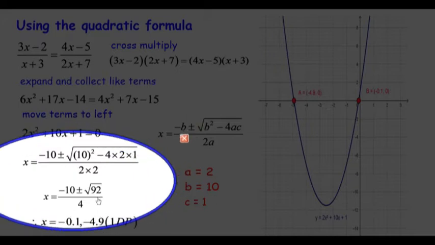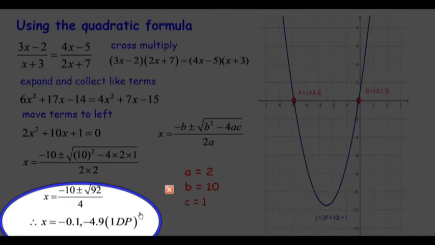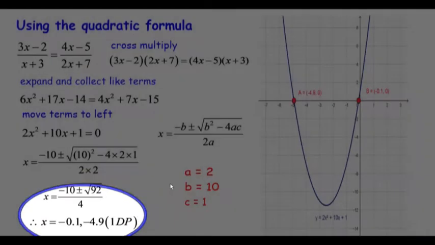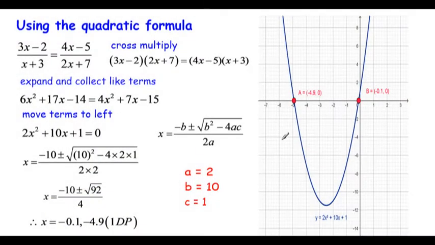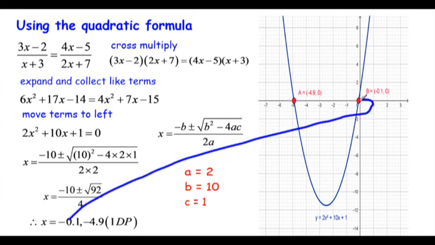You can see here, this gives us our solutions: x is equal to negative 0.1 and negative 4.9. And here's our quadratic function, y equals 2x squared plus 10x plus 1. Where does it have y values of 0? Well, it has y values of 0 here, at minus 0.1 and minus 4.9. You can see this is this one, and this is this one.